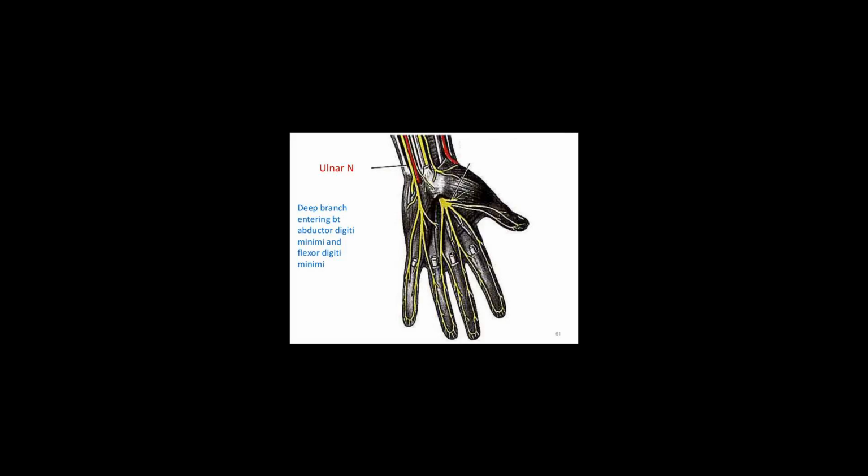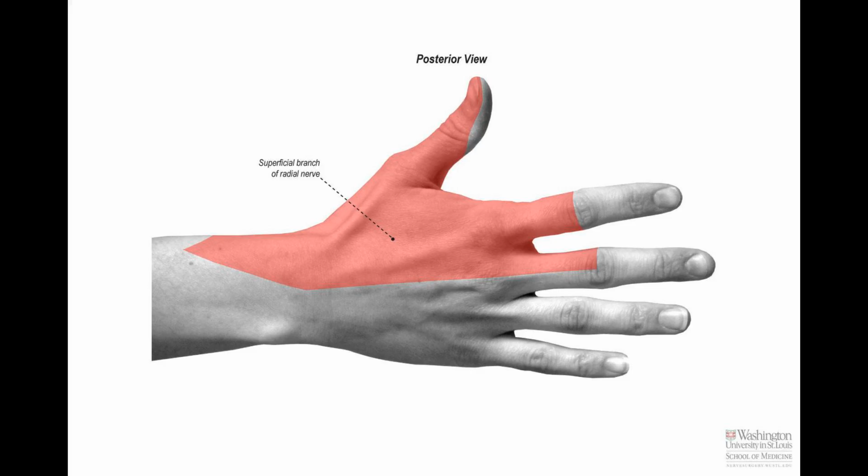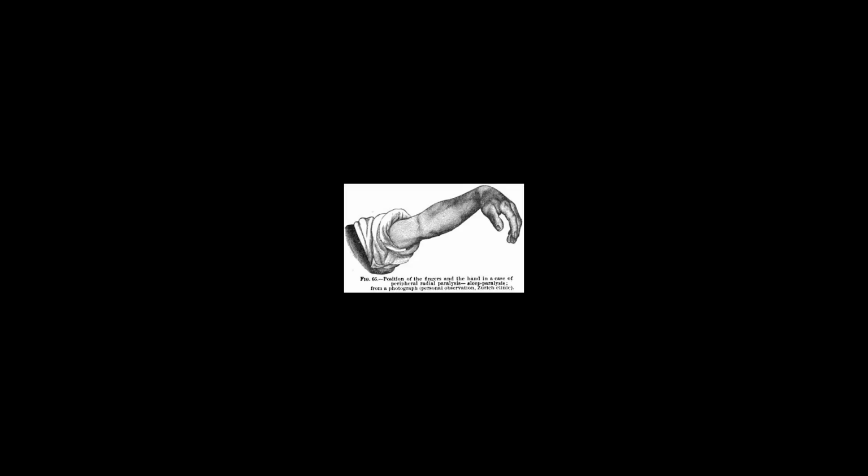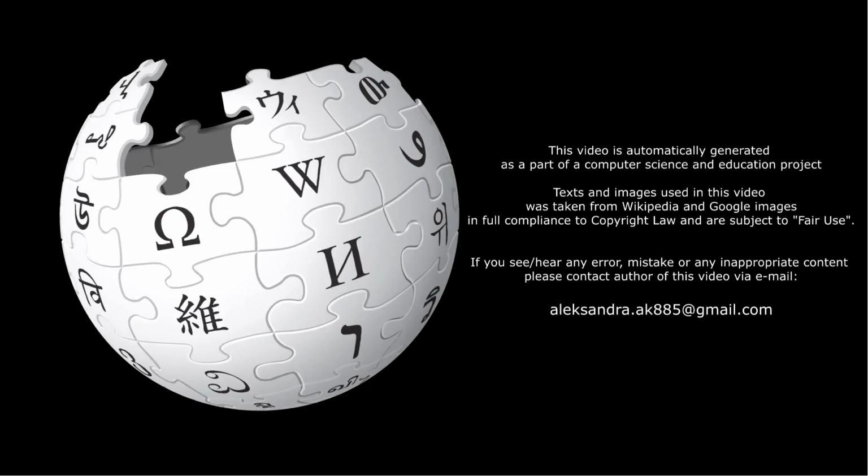The deep branch provides motor function to the muscles in the posterior compartment of the forearm, which is mostly the extensor muscles of the hand.